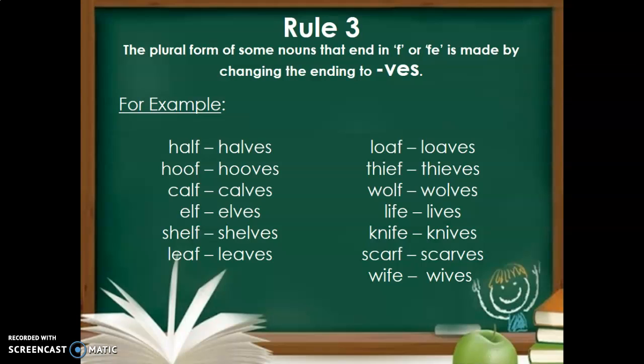Let's move on to rule number 3 now. The plural form of some nouns that end in f or fe is made by changing the ending to ves. For example, half, halves, calf, calves, elf, elves, shelf, shelves, leaf, leaves, thief, thieves, wolf, wolves, life, lives, knife, knives, scarf, scarves, wife, wives.